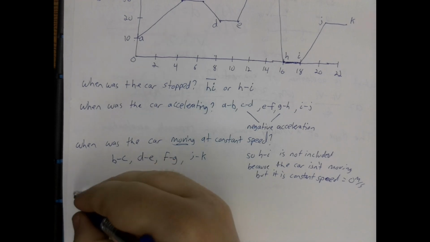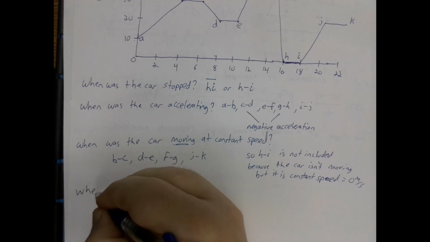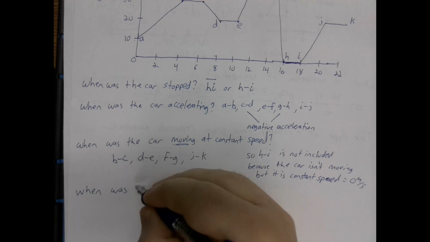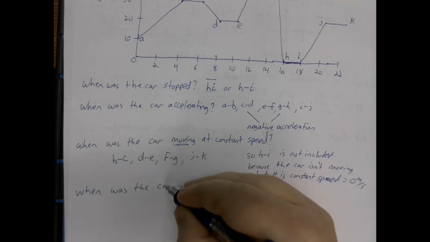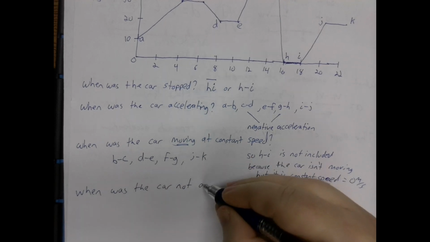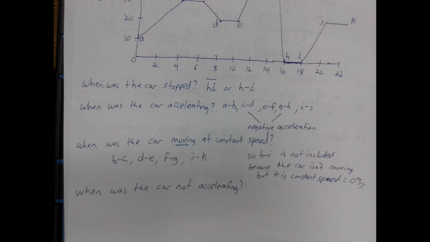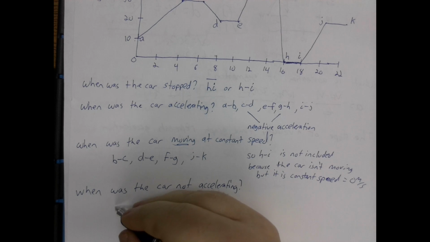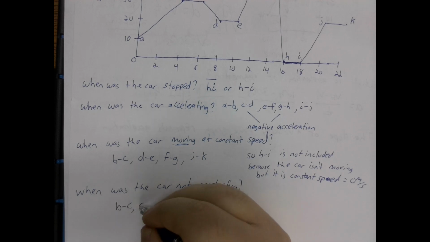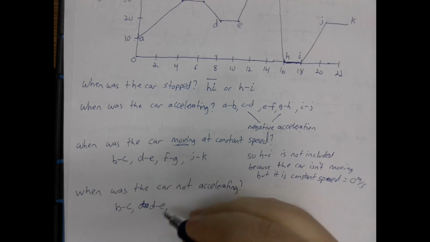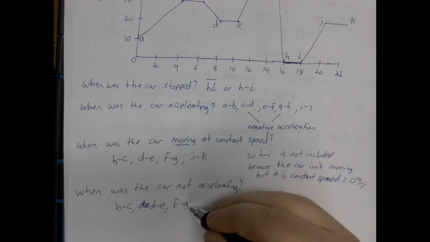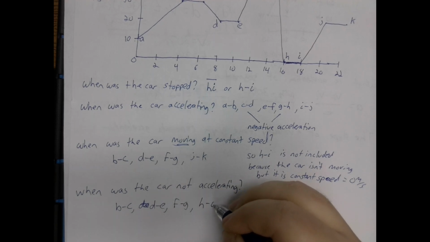But if instead asked, when was the car not accelerating? We would include HI. So it would be BC, DE, FG. Now we include HI.